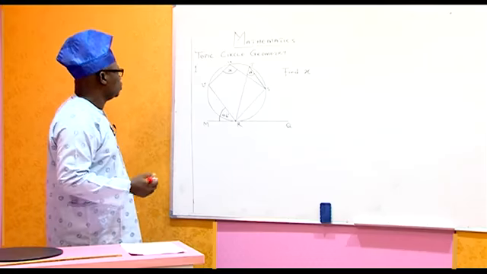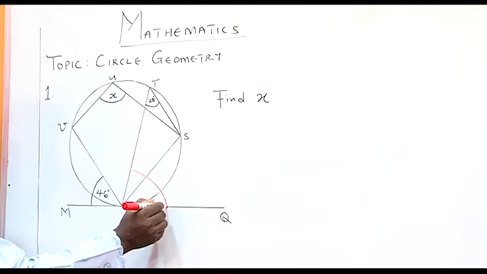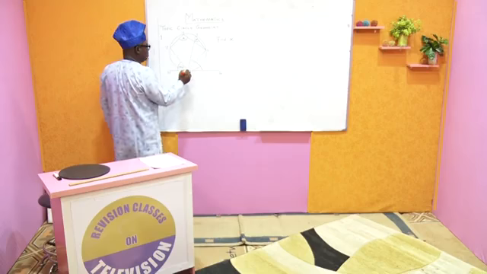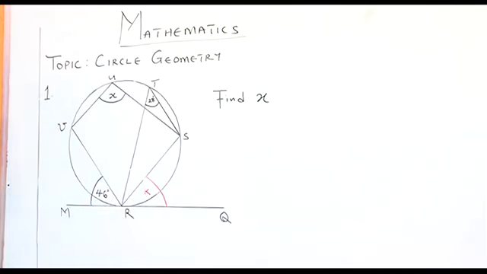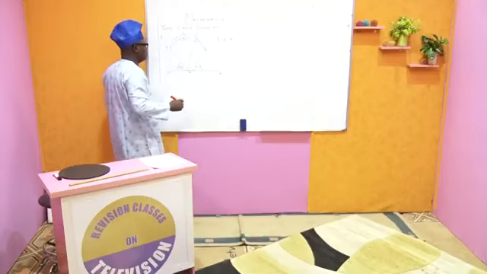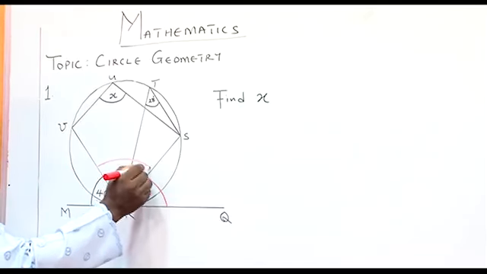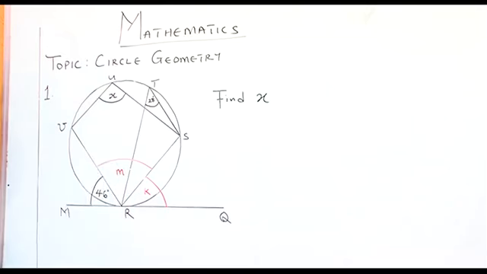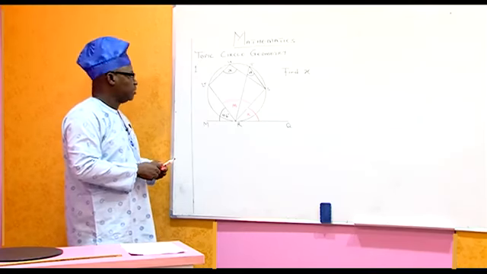Now, to solve this question, let's mark this angle here as angle K. The angle we have marked as K is angle SRQ. Then let us mark this other one angle M. The angle we have marked M is angle VRS. This is to enable us to answer this question properly.